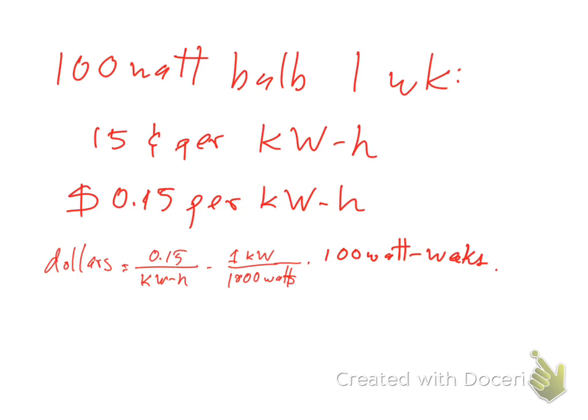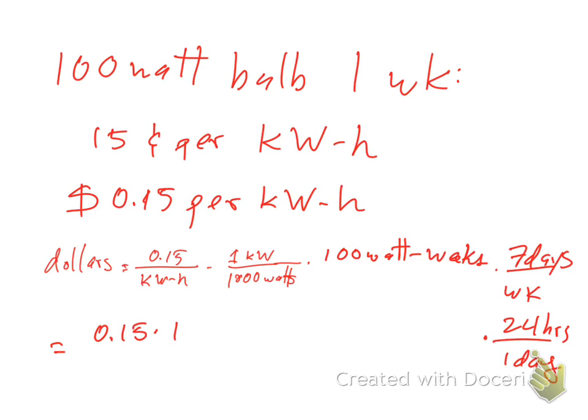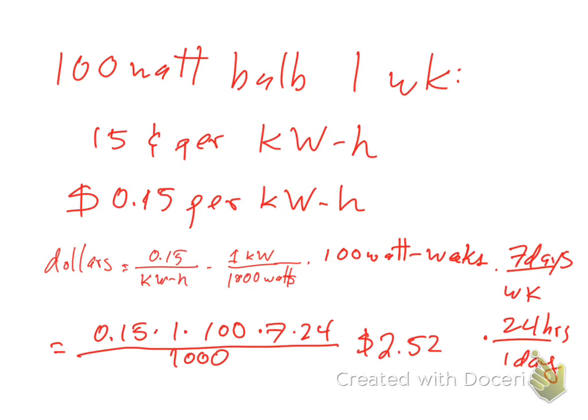So then I need to convert weeks to hours. So a week is 7 days, and then I multiply 1 day by 24 hours, and what I end up with is 0.15 times 1 times 100 times 7 times 24, all divided by 1,000, and that works out to roughly $2.52.